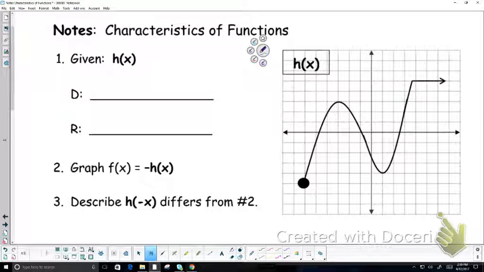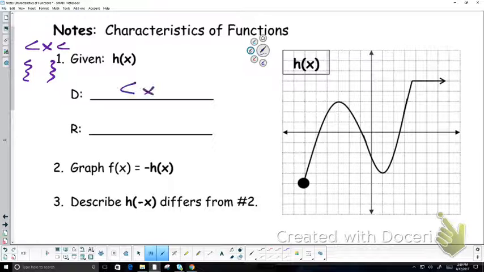H of x. This is just the name of our graph, right? What's the name of my graph? It's just, yes, that it is. I got to do domain. Is this continuous or discrete? So, am I going to do this one or this one?